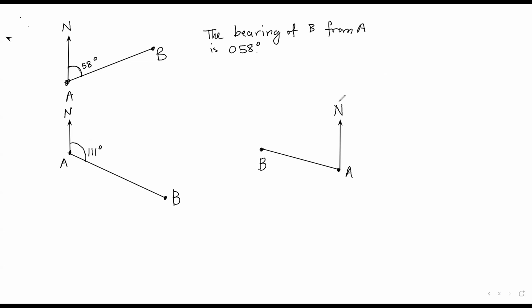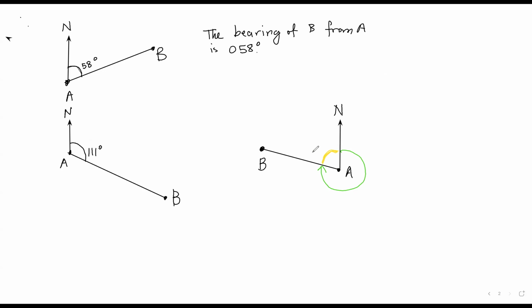So first, I want to know the bearing of B from A. Now, there are two angles here. One angle is going to be inside here. This is one angle, and then the other angle is here. Can anybody tell me which of these would represent the bearing of B from A? Would it be the yellow one or the green one? Yellow? No, it wouldn't be the yellow. You know why it wouldn't be the yellow?